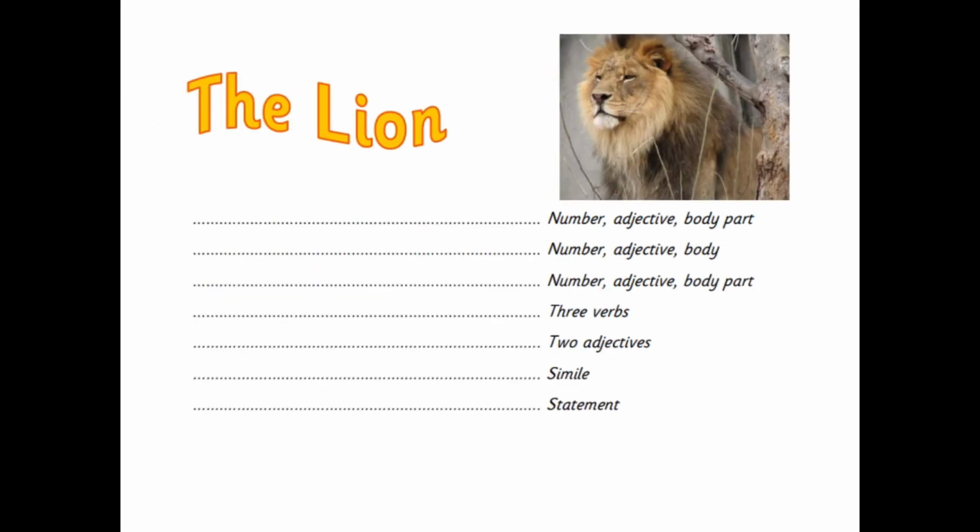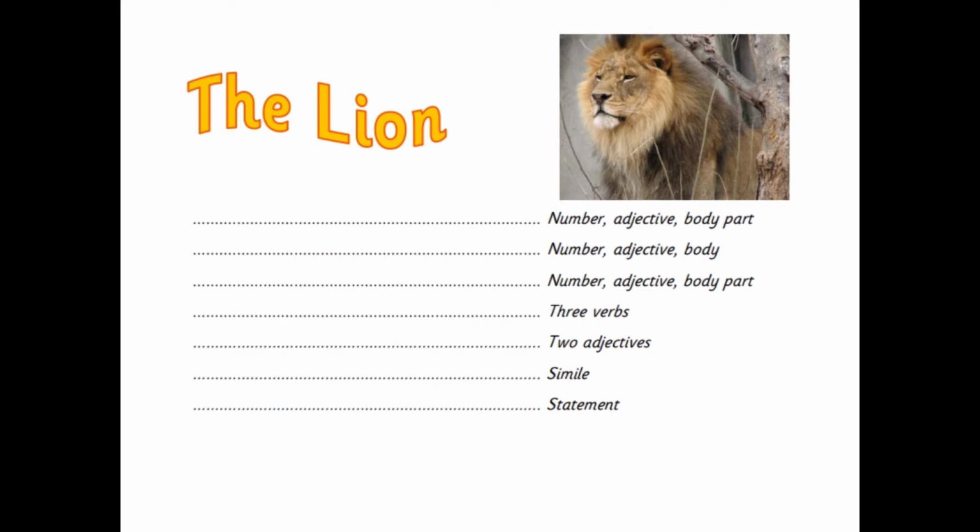Now here's the structure of the poem with a picture of a lion. So you could think about some ideas and have a go at writing your own. You could use the elephant one because we've had lots of ideas about elephants, or you could have a go at a lion one. So we need a number, an adjective and a body part.